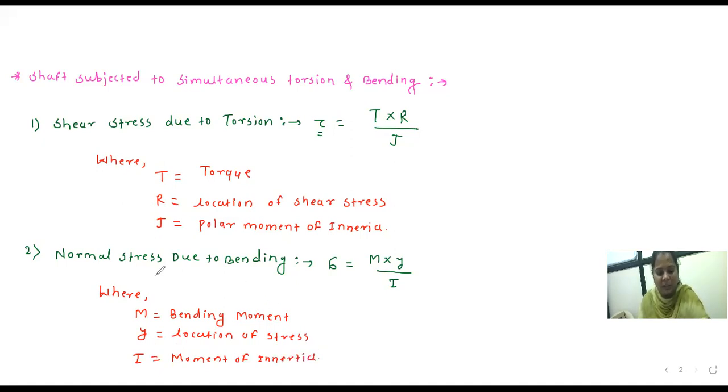So this normal stress will be generated due to bending, and shear stress generated due to torsion. Now we have to see what is the combined effect due to torsion and bending. Okay, please write down up to this point. Let me know after your writing is over, so I will move towards the next point.